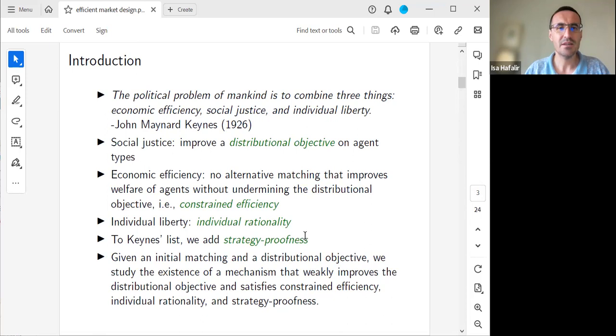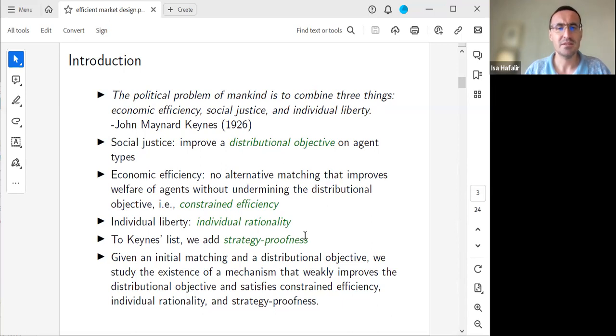In this context, we can think about social justice as improving a distributional objective on agent types. When I say agent types, I mean there will be agents and they may have different types, for instance, in terms of race, gender, socioeconomic status, etc. And we may have some distributional objective on how these types are allocated in the matching.